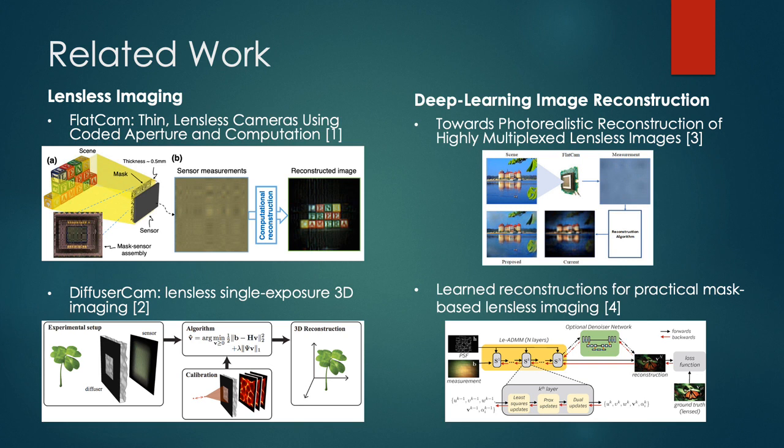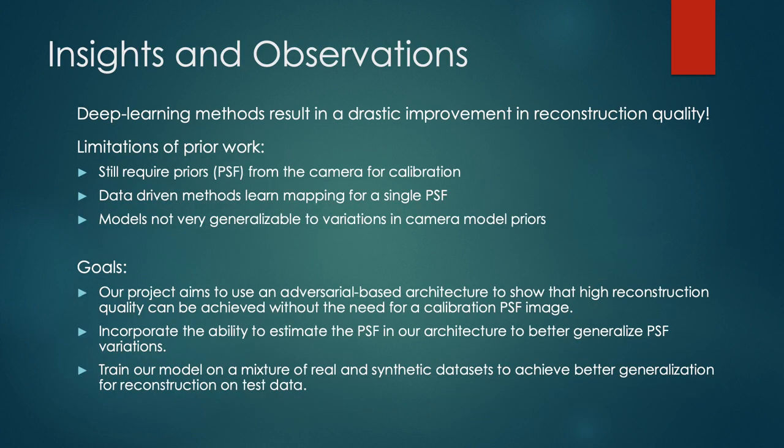There are some deep learning approaches that have also been used. The one to the top right uses the FlatCam model and implements adversarial training to improve reconstruction quality, while the bottom right uses the DiffuserCam model and utilizes a modified ADMM and UNet architecture to improve quality. So we know that utilizing deep learning for image reconstruction can provide a drastic improvement on reconstruction quality.